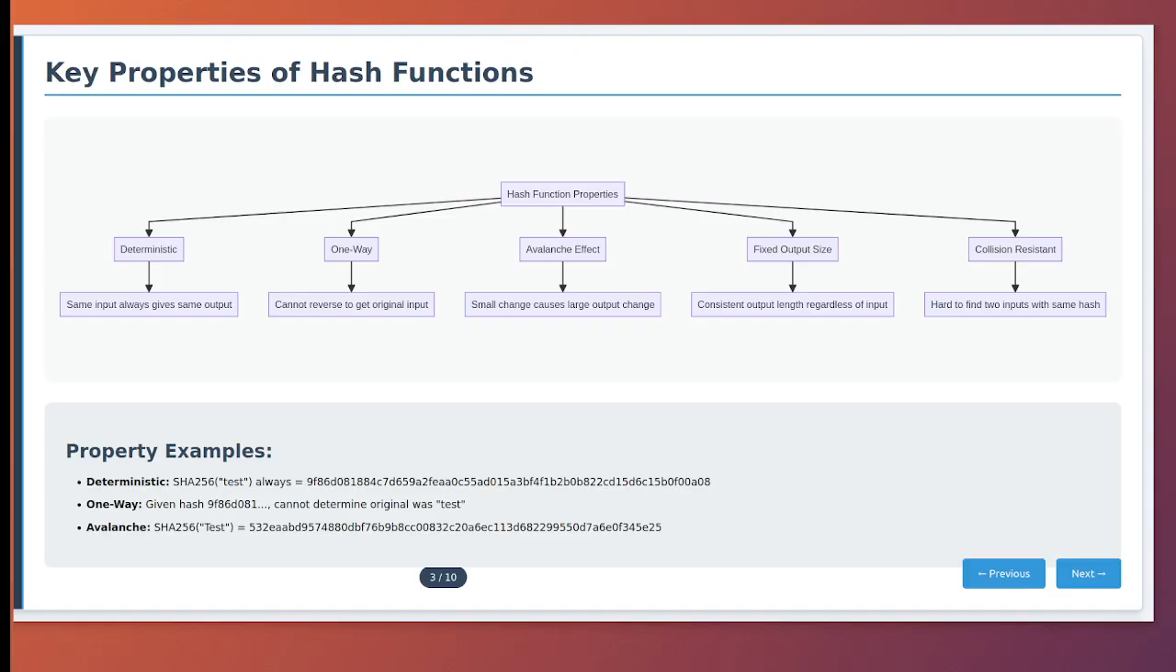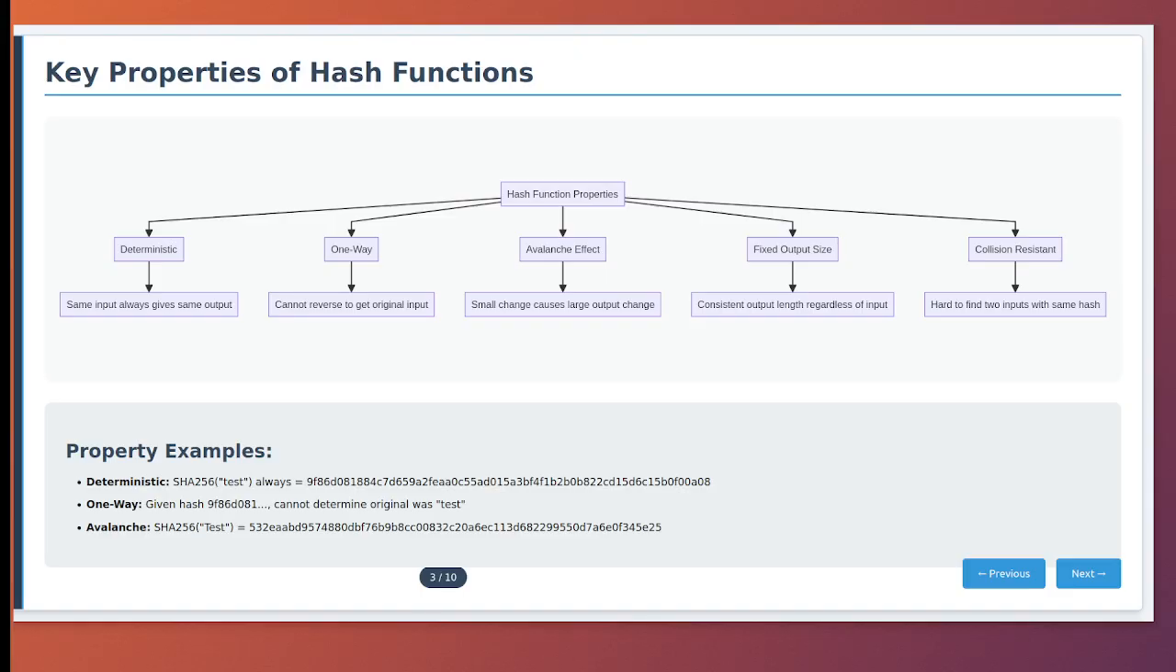The one-way property, also called pre-image resistance, is what makes hashing secure. Even with unlimited computing power, you shouldn't be able to work backwards from a hash to find the original input. This is why we can safely store password hashes in databases.